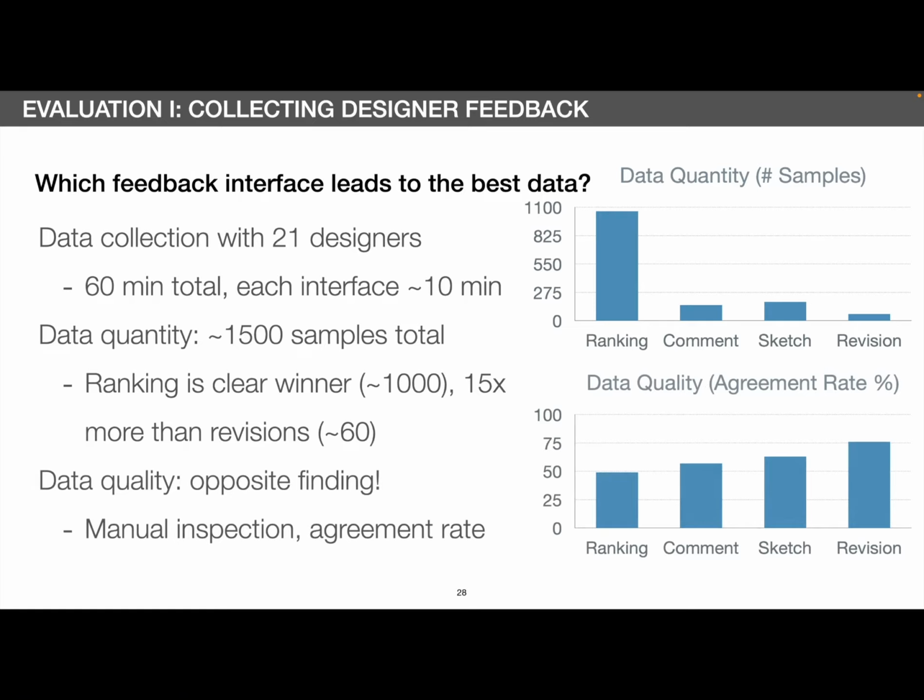But what about quality? And to measure that, we had researchers inspect the labels generated from each type of feedback. And we asked them to see if they agreed that the higher scoring one was indeed better. And here we found almost the opposite ordering, where revision data had the best quality. So in other words, after designers were given a chance to improve the UI, we tended to agree that it actually did improve.